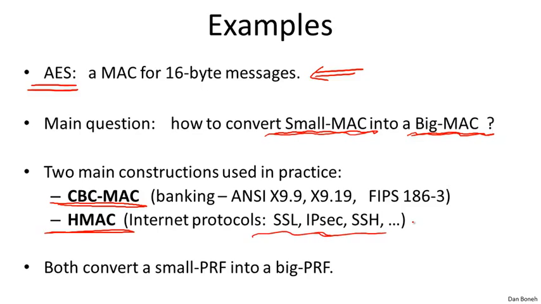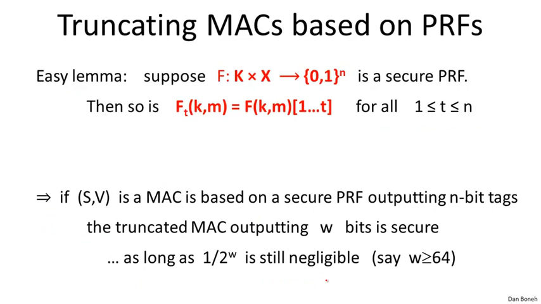Okay, so these are two different MACs, and we're going to discuss them in the next couple of segments. And as I said, both of them start from a PRF for small messages and produce a PRF for messages that are gigabytes long. And in particular, they can both be instantiated with AES as the underlying cipher.